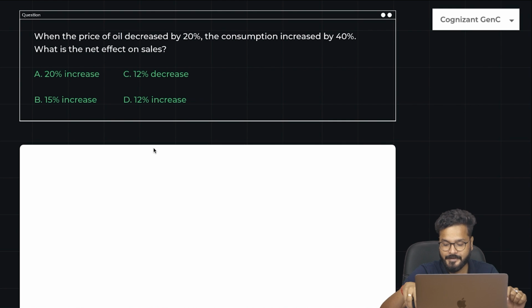Moving on to the next problem, guys, which is from percentages, increase and decrease in percentages or percentage change. When the price of oil decreased by 20 percent, the consumption increased by 40 percent. What is the net effect on the sales? Can you guys solve this question? This is very easy, guys.